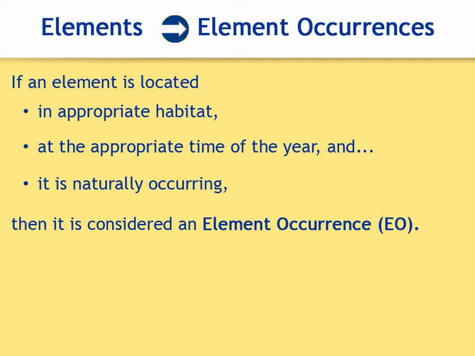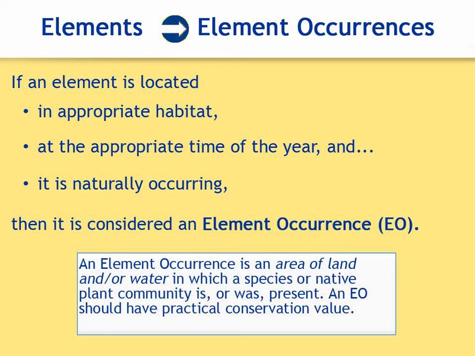The sighting has to occur in appropriate habitat at the appropriate time of year, and usually it has to be a naturally occurring instance. If a sighting meets these conditions, it can be entered into the Natural Heritage Database as an element occurrence, or EO. An element occurrence is an area of land or water where a species is or was present. An important part of the definition is that an EO should have practical conservation value. The goal is not to track individual plants or animals, but rather areas that support populations.